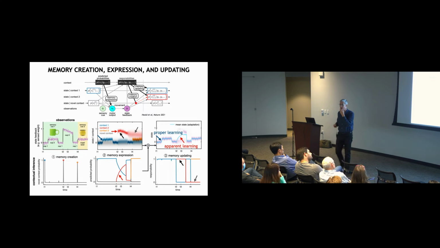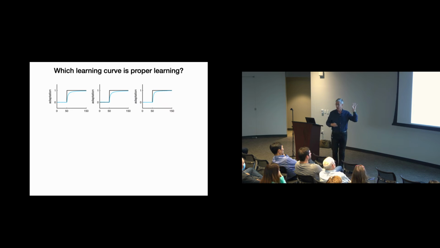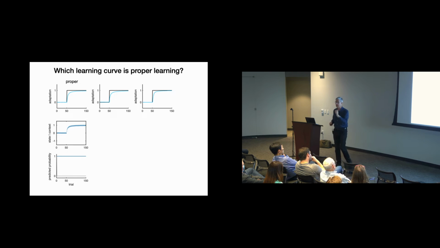Would you just repeat your definitions of proper versus apparent learning? I'll do it on this slide. Okay, so here are 3 learning curves. You're learning this black thing, and here's the learning curve shown in cyan. If I asked you which of these was proper or apparent learning, you wouldn't know, specifically if you don't know what proper and apparent learning are. But what I want to show you is that these are all simulations of the COIN model with different parameters and different initial conditions. Okay, and so in this case, this is fully proper learning.